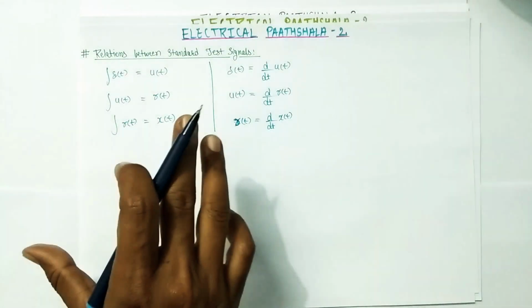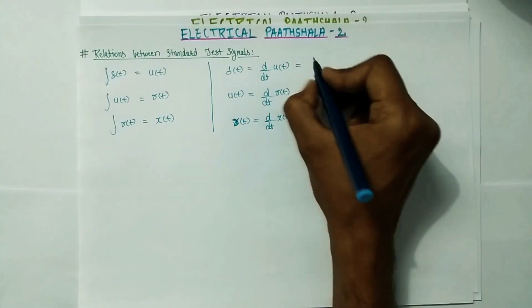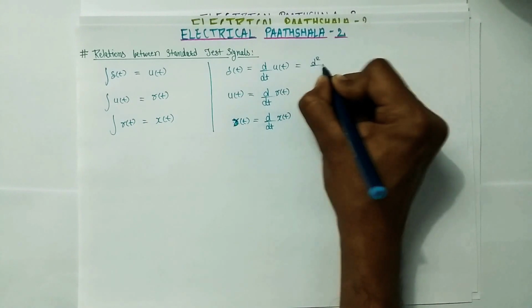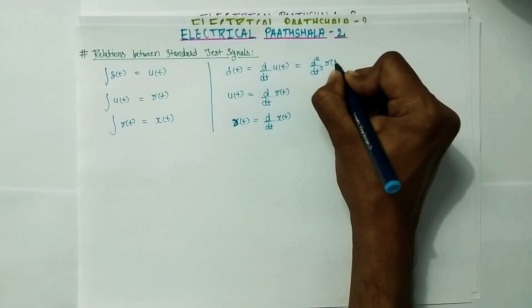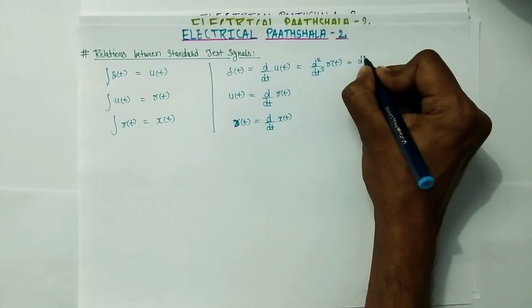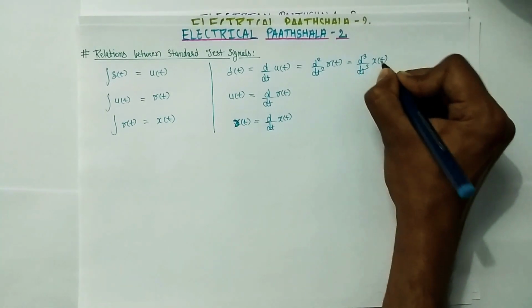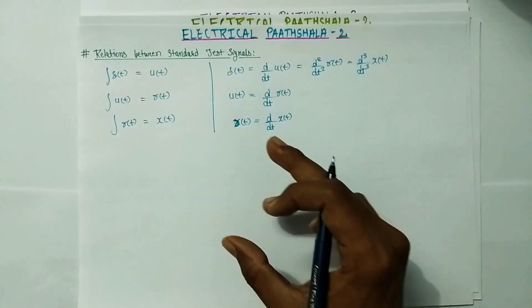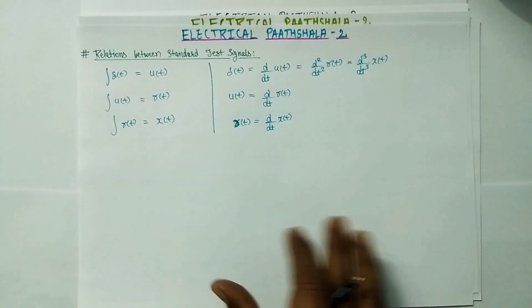So these are the relationships between standard test signals. The impulse signal can also be given like this: d2 by dt2 of r(t), or d3 by dt3 of x(t). So any two signals can be related by these formulas.